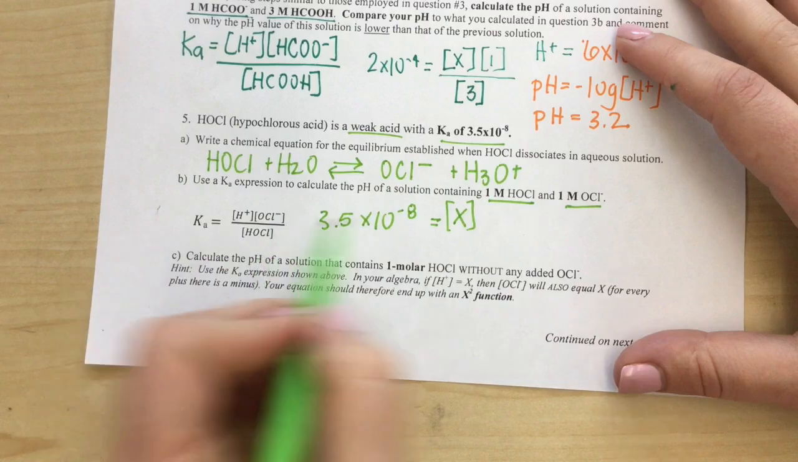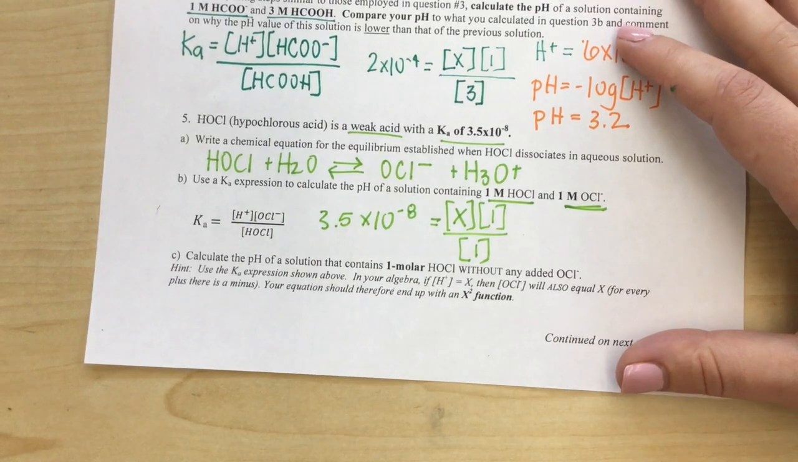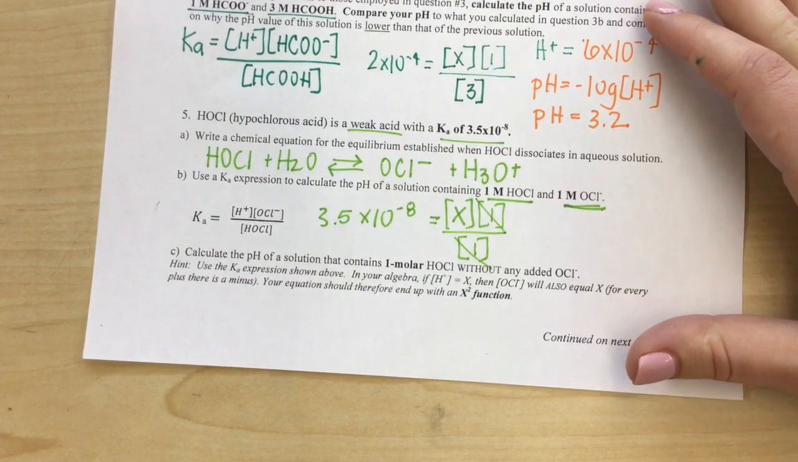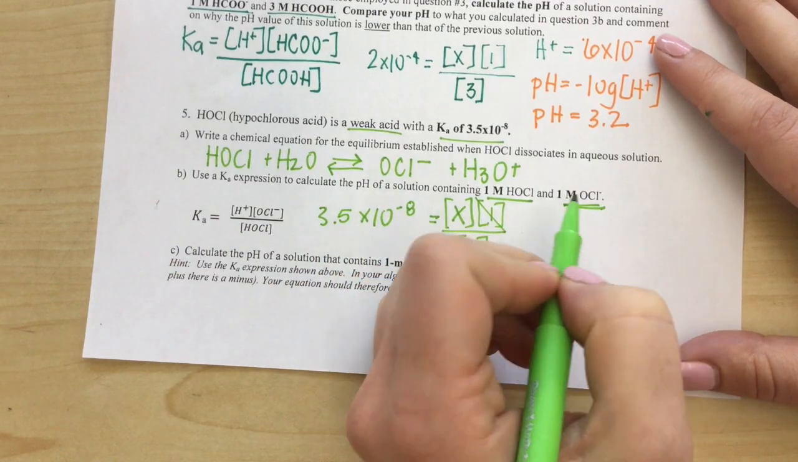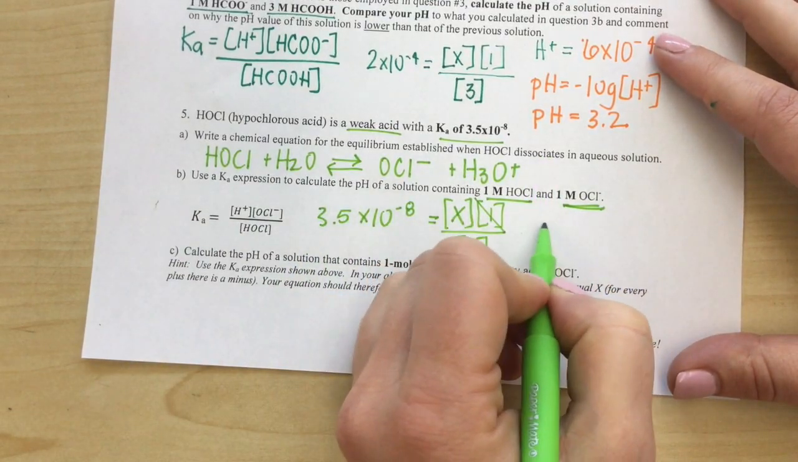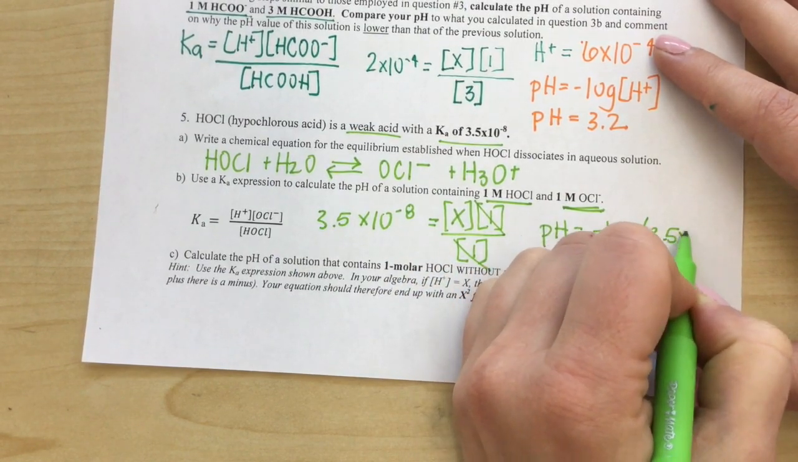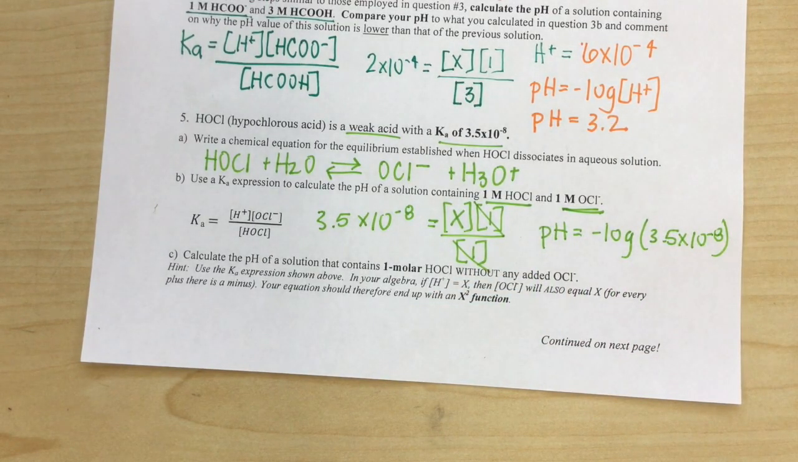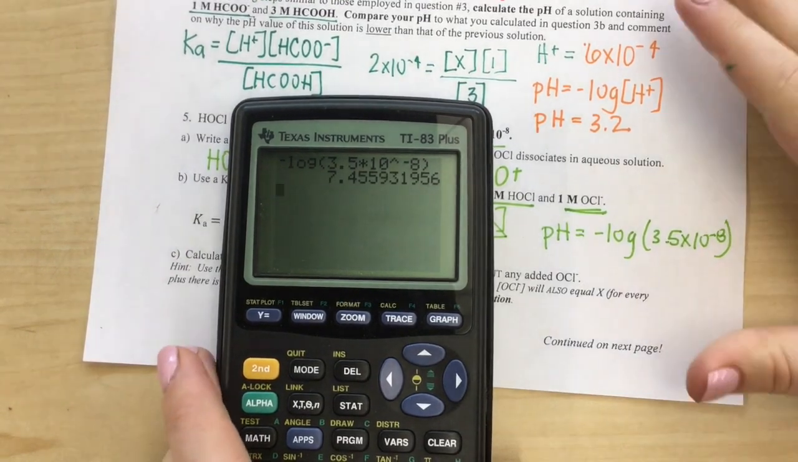And 1 and 1. And we can see at this point that they cancel, and our pH is equal to the negative log of our Ka value, which is also known as the pKa. And we end up with a pH of 7.45.